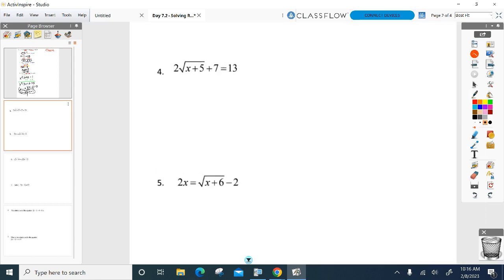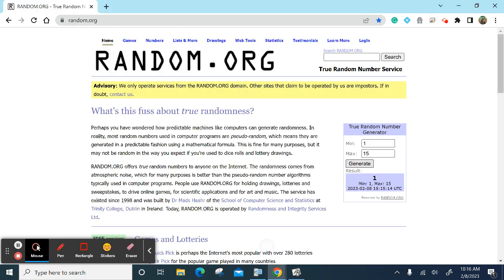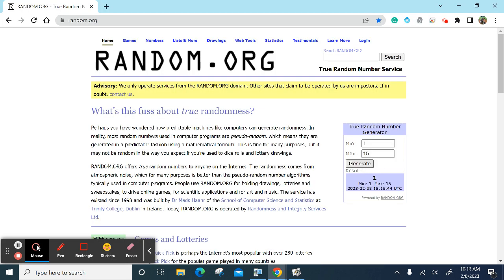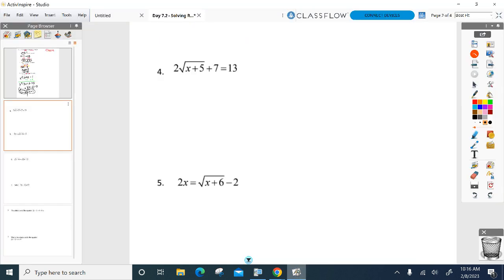All right, well, number 4, it's definitely not alone. So no way are you squaring it as your first step. All right, move some stuff over. What do you want to move over first? Let's roll. What do we want to move over first? What do you want to move over first, Amanda? The 7. Darn right. Let's move it over.